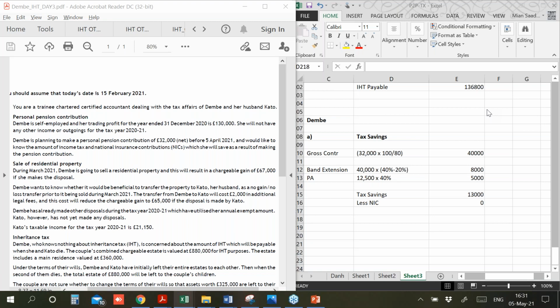Yes, you're right. The better explanation is that it will transfer at cost. So the other spouse will be considered to acquire the asset at cost.